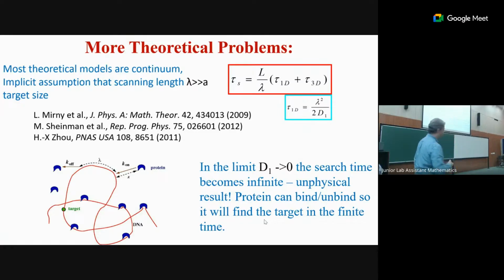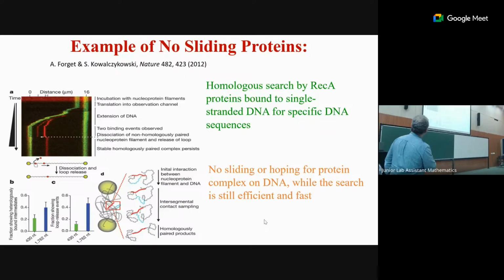Because the proteins can bind and unbind. Proteins don't need to scan the whole DNA. And then there is a real system. There are real proteins which do not slide and still find the target quite well. So this is a protein called RecA, a very important protein. Our DNA is constantly under threat from the sun and so on. That's why probably doctors say you have to use sunscreen. Sunlight, whatever, a lot of oxygen, reactive species break some DNA, okay?